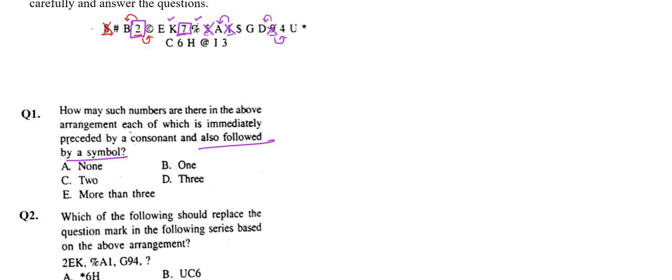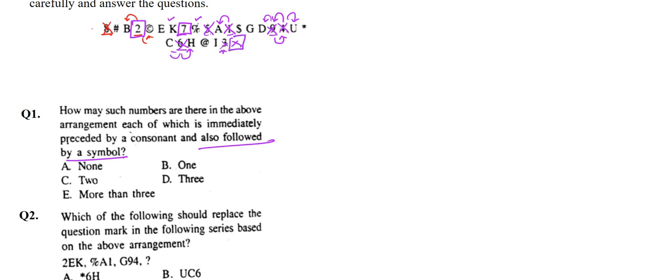We cannot consider 4 also because it is preceded by a number as well as followed by a letter. So both criteria are not satisfied here. Next is 6. You can see it is preceded by a letter as well as followed by a letter. So we cannot consider 6 also. Then we have 3. You can see 3 is not followed by anything, so we cannot consider 3 also.